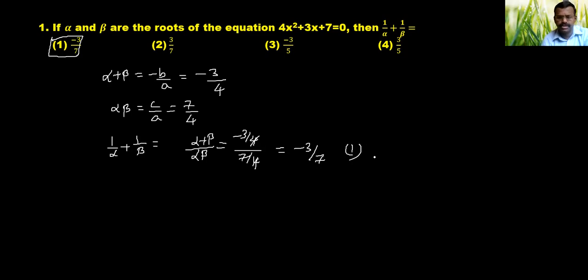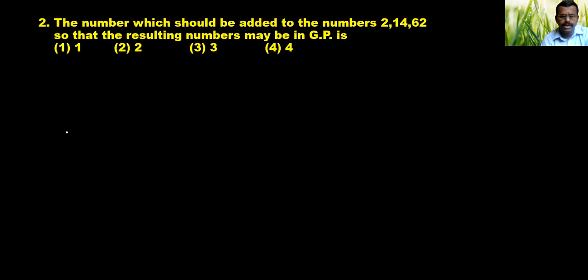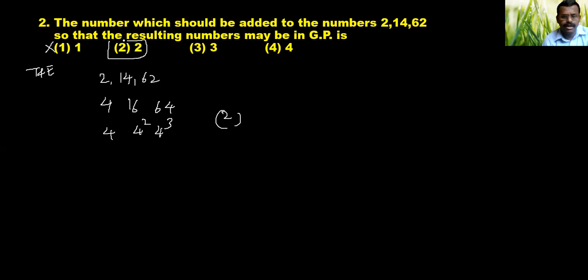So let us move to the next question, question number 2. The number which should be added to the numbers 2, 14, 62 so that the resulting numbers may be in GP. So for making GP, I have to add some number. Go with the trial and error method, that's the best one. If I add 1, what I get, observe here, 3, 15, 63. It is not in GP. Therefore, the first option is wrong. Add 2. What you get? 2 plus 2 is 4, 14 plus 2 is 16, 62 plus 2 is 64. See, observe now. This is 4, 4 square, 4 cube. This is in GP. Hence, question number 2, option 2 is the answer.